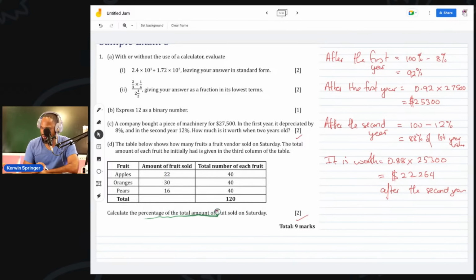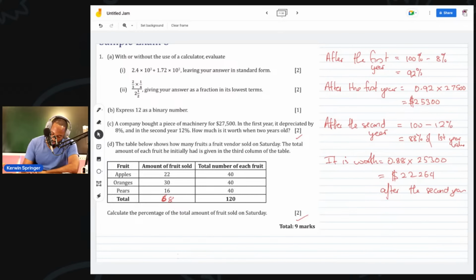What kind of standard 4 question is this? Let me make sure I look at it. So this is an 8, and this is how much? 58 fruits he sold? No, 68. 68 fruits sold.